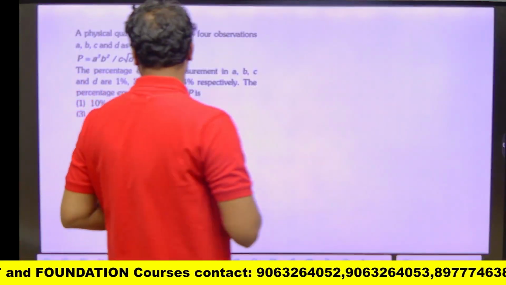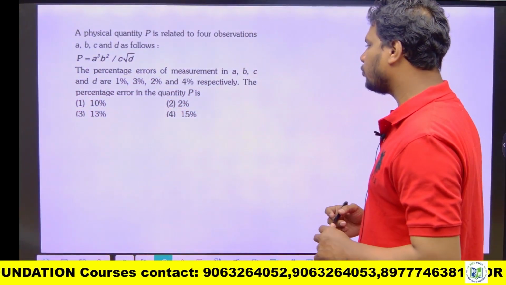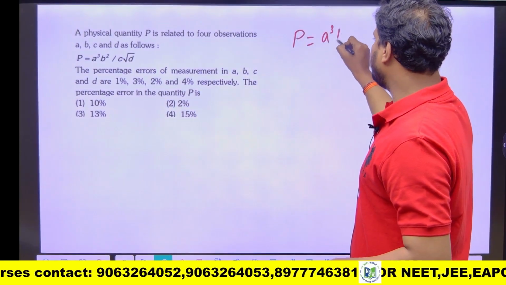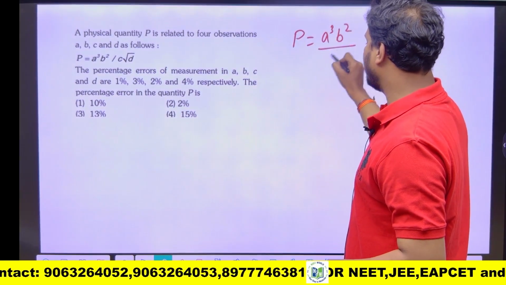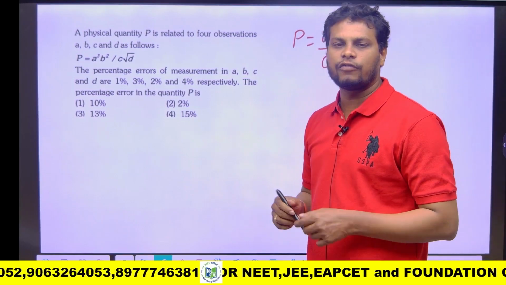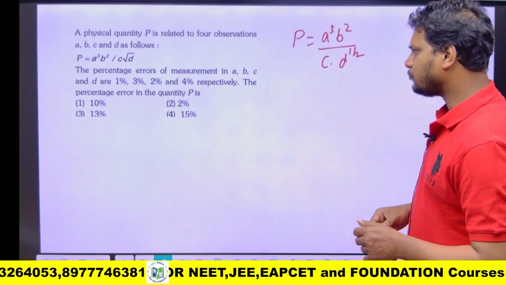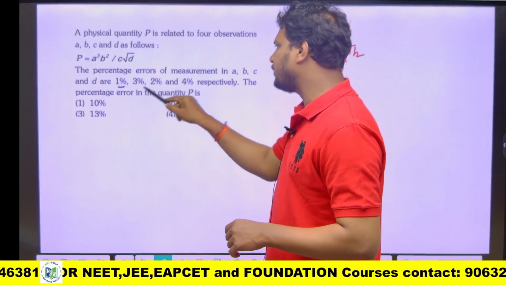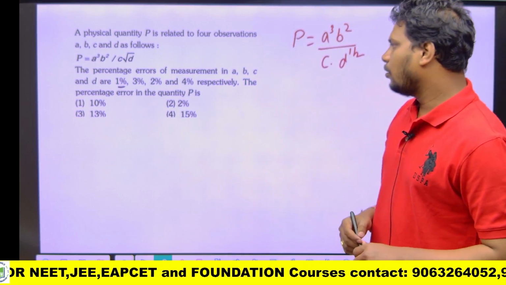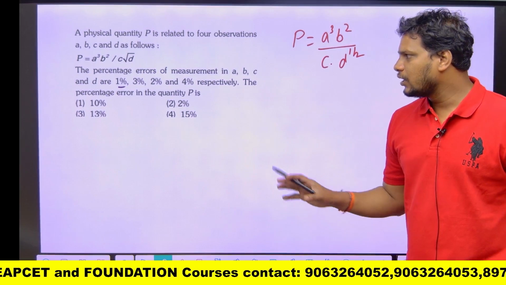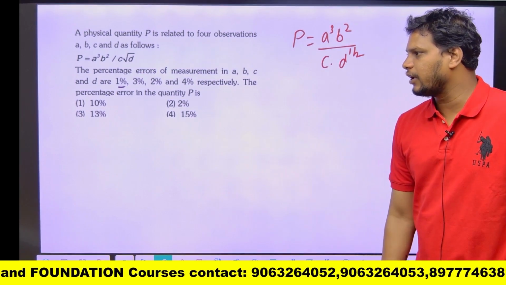A physical quantity P is related to 4 observations A, B, C, D as follows: P is equal to A cube B square divided by C into D power of 1 by 2, because we can write under root of D as D power 1 by 2. The percentage errors in the measurement of A, B, C and D are 1%, 3%, 2% and 4% respectively. Then the percentage error in the quantity P is.